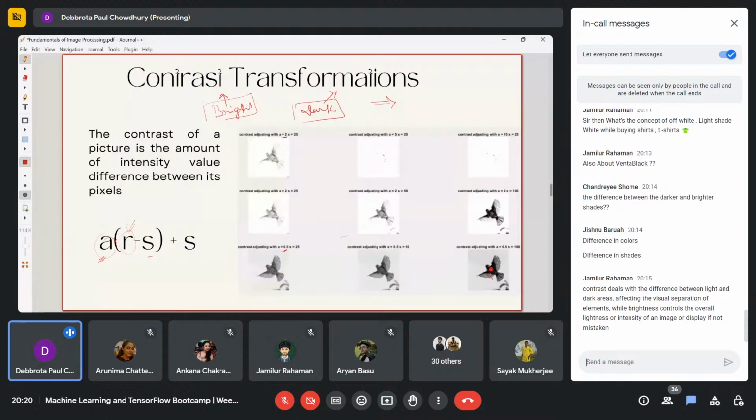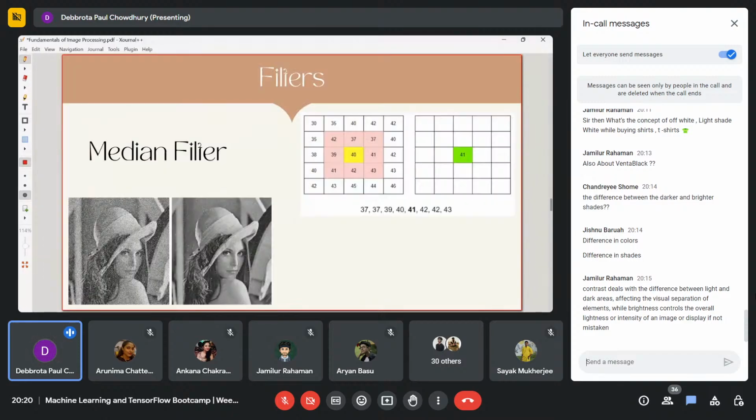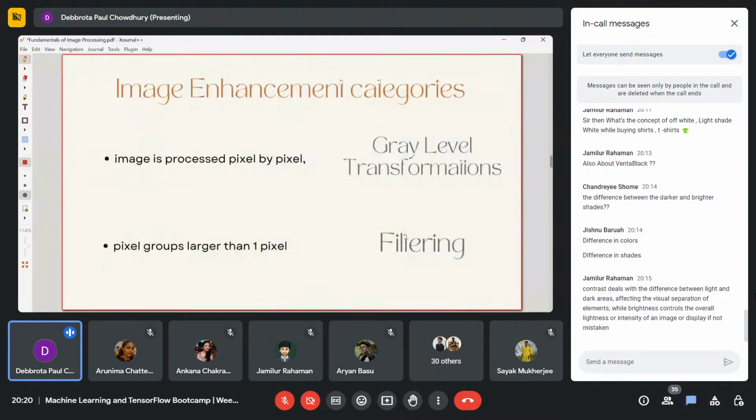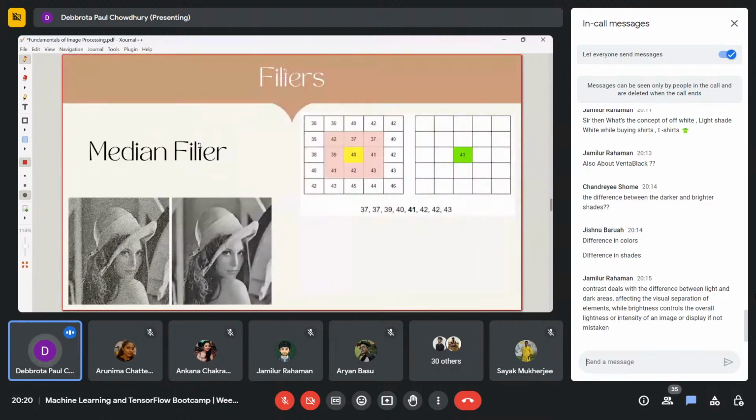Now we'll see another kind of image processing, and that is filtering. We have started here now. For image enhancement, we have two types of transformation: one is gray level, another is filtering. And for filtering, we actually use a group of pixels. This one is very important. This part is very important for your deep learning, because from here everything started.